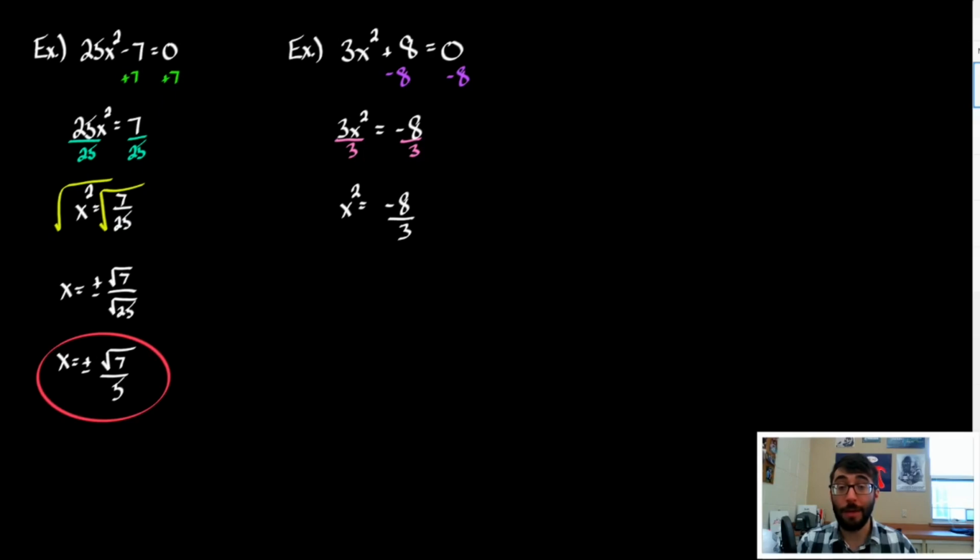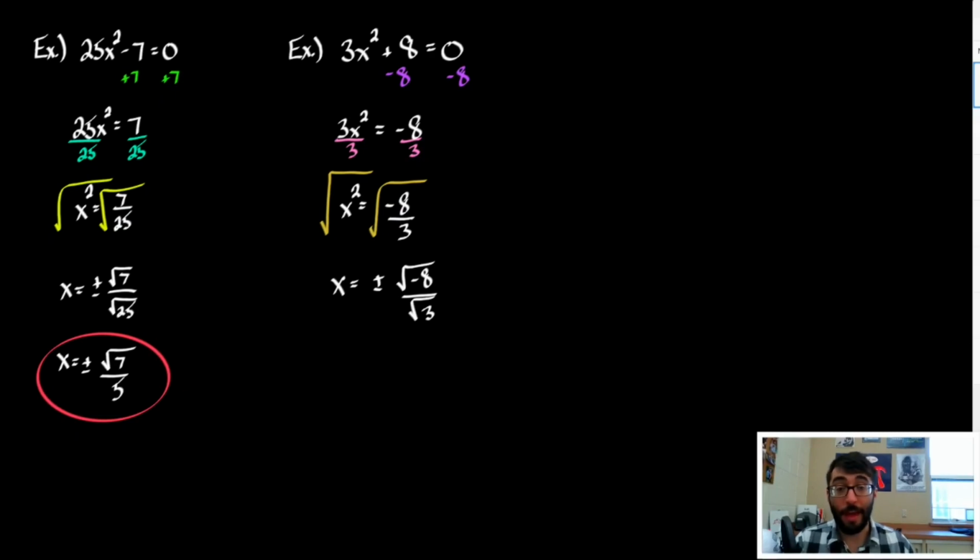And this is where we need to take the square root of each side. And remember, we cannot have a fraction inside of a square root, so I'm going to split that up into being the square root of negative 8 over the square root of 3. And whenever we take the square root of each side, we need to have plus or minus. So this is going to become x is equal to plus or minus the square root of negative 8 over the square root of 3. And now we have to simplify if we can.